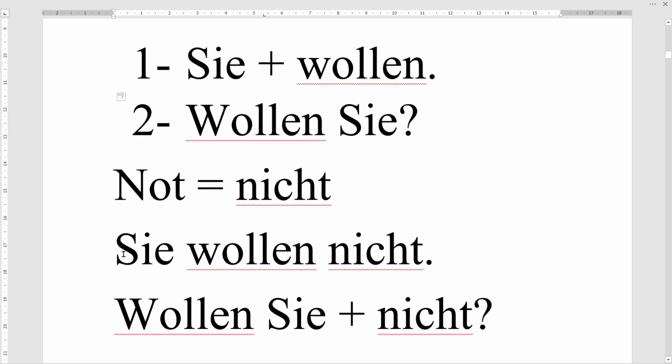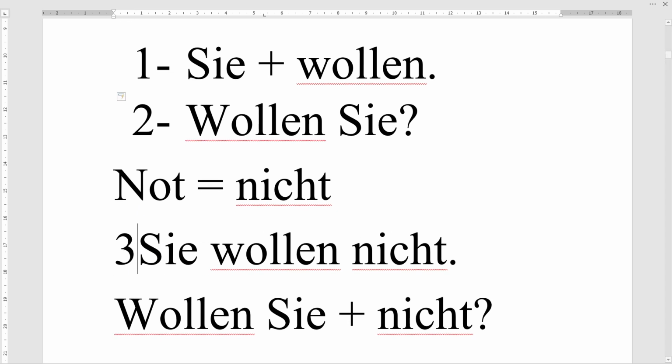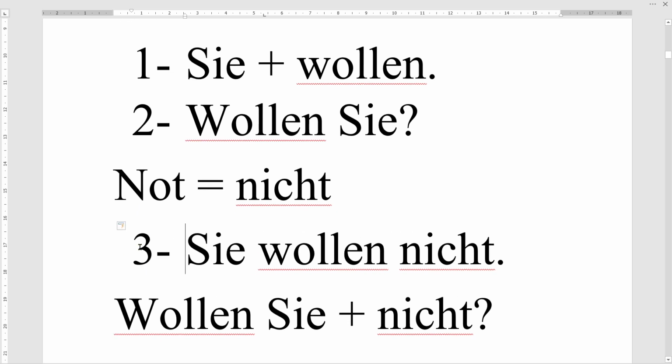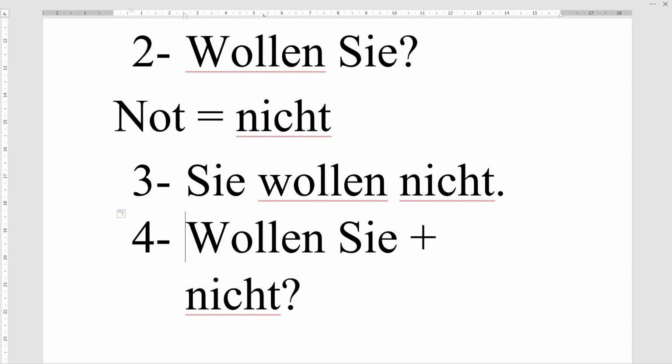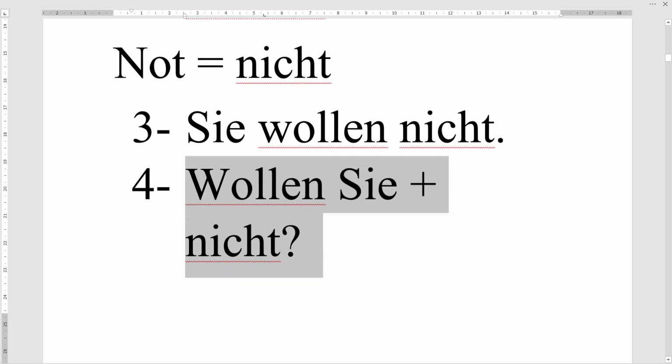Sentence number 3 is Sie wollen nicht, means you don't want. And if you want to say don't you want, you would say wollen Sie nicht. Wollen Sie nicht. This is sentence number 4.